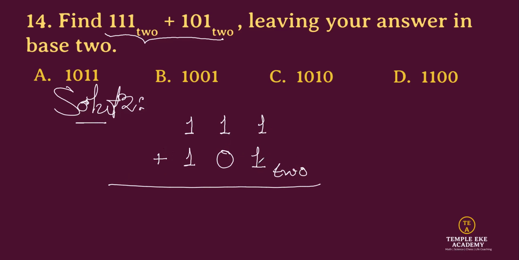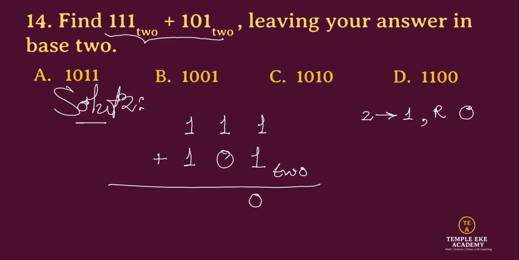1 plus 1 gives us 2, and that is not allowed here. So we divide by the base 2. 2 divides into 2 and gives us 1, remainder 0. And that remainder 0 will be written, with the 1 taken over into the next digit.